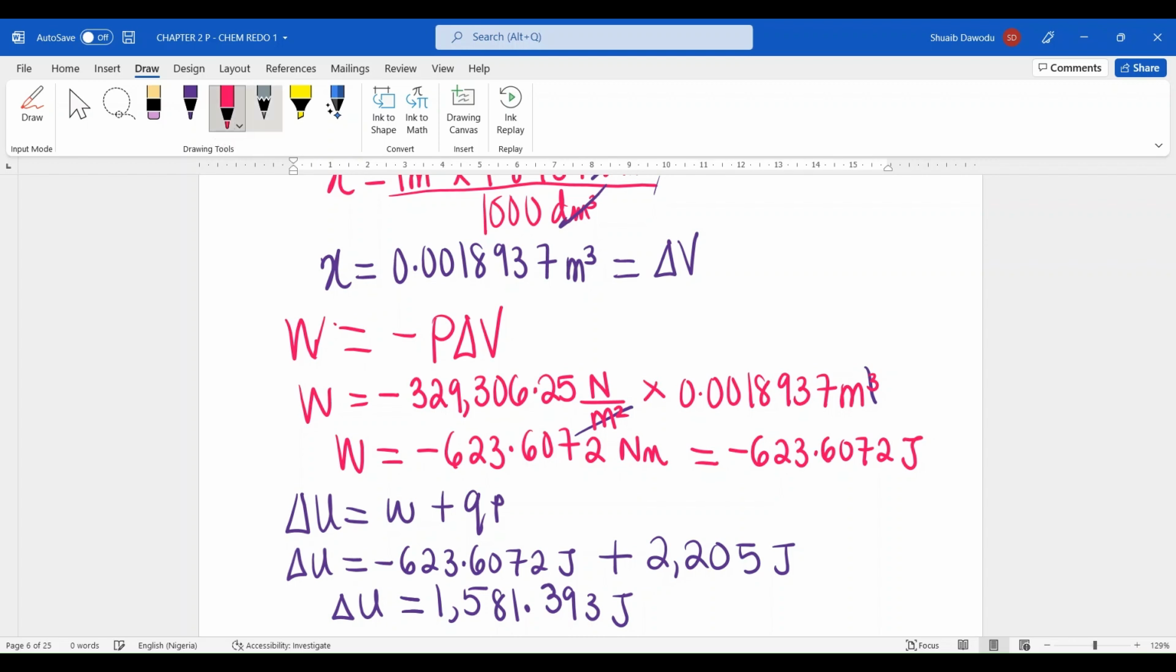And of course, we also have to put this in 2 sig figs. So that's going to be the change in internal energy. I apologize. It's going to be 1.6 kilojoules, or 1.6 times 10 to the power of 3 joules. And basically, this is the answer to this question. I know it was really long, but bear with me. This is how you do it. There's no other way to do it except this.